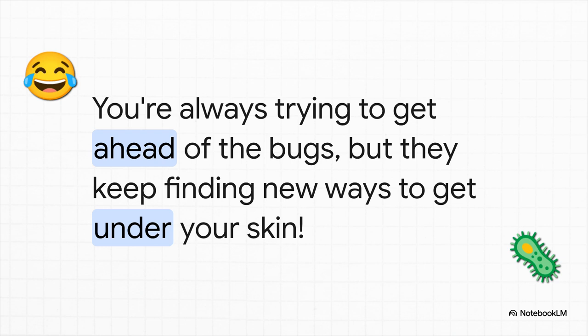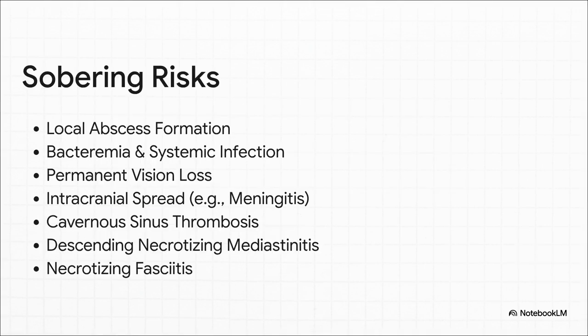Okay, now let's confront what can actually go wrong. And these risks are truly sobering. Beyond a local abscess, the infection can spill into the bloodstream, causing bacteremia. It can compress the optic nerve, leading to permanent vision loss. It can spread backwards, right into the cranium, causing meningitis or a life-threatening clot in the cavernous sinus. And in the absolute worst, thankfully rare cases, it can lead to descending necrotizing mediastinitis or even necrotizing fasciitis, a true drop-everything, run-to-the-OR surgical emergency.